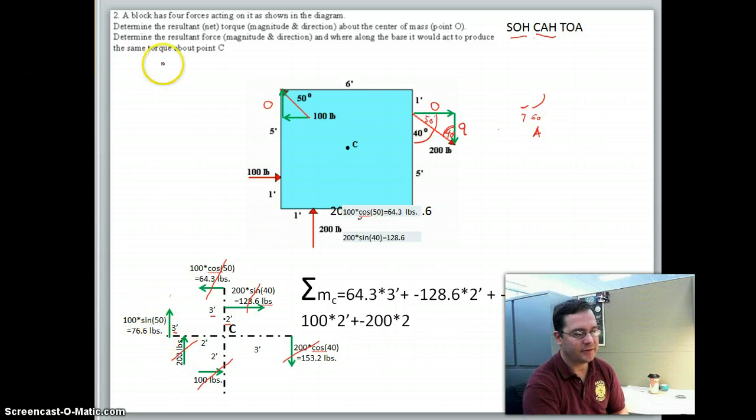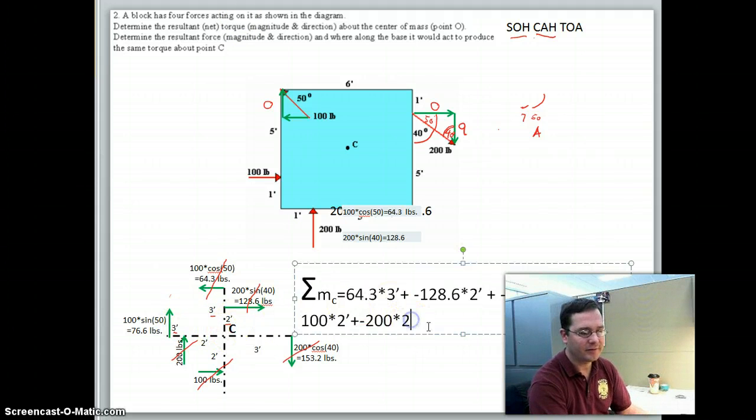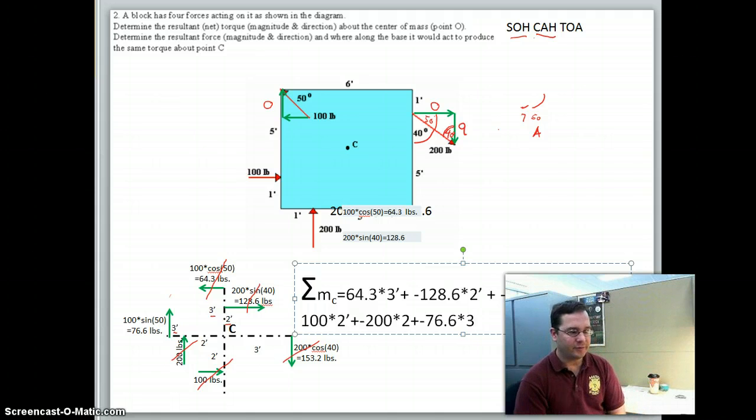And last but not least, this 76.6 pound vector, it is producing a clockwise rotation, which will be a negative value, and it is at a distance of 3 feet. So plus negative 76.6 times 3. So that's the sum of all of the component moments about point C.